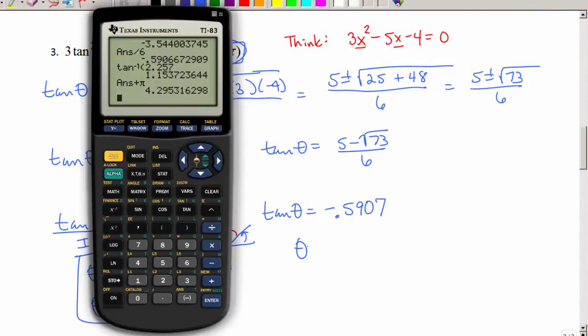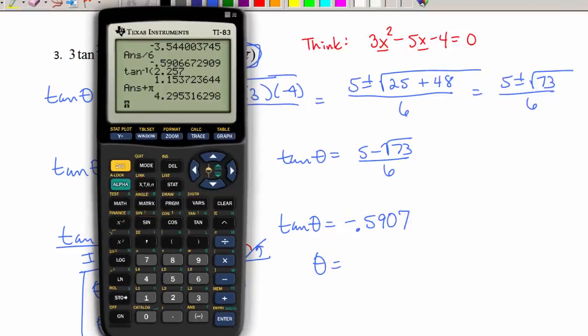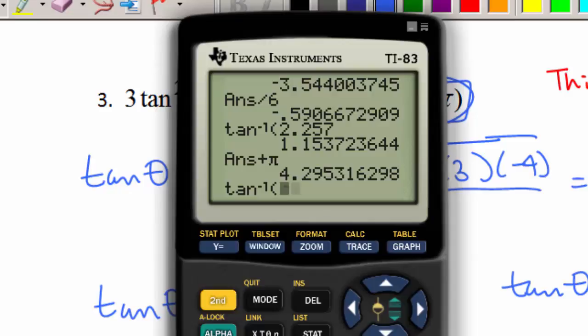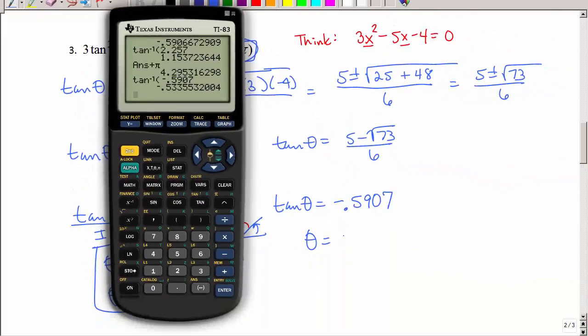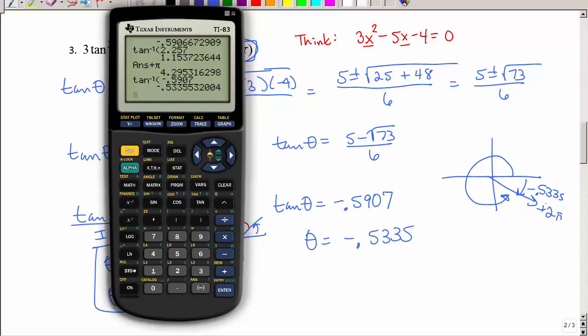Okay. Here we're going to take the inverse tangent of negative 0.5907, and the calculator is going to give me negative 0.5335. I cannot have a negative. That's in quadrant 4. So I'm over here in quadrant 4 at negative 0.5335. How am I going to make it positive? With the same angle, I'm going to add 2 pi to go all the way around the circle.